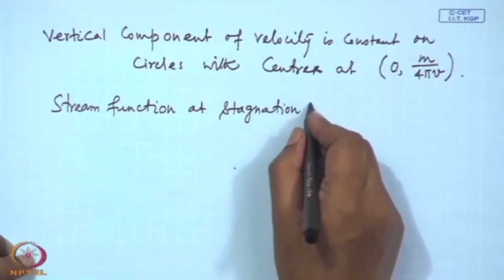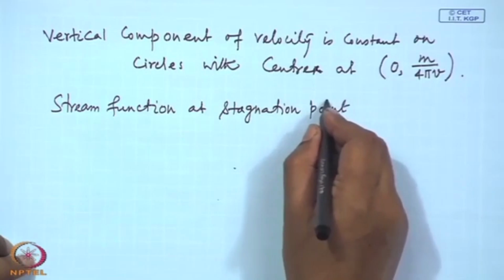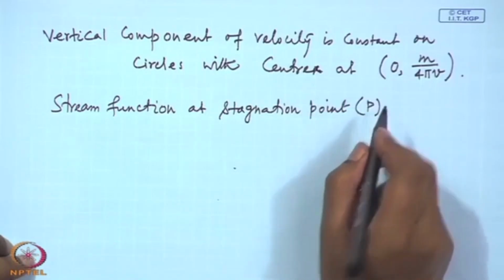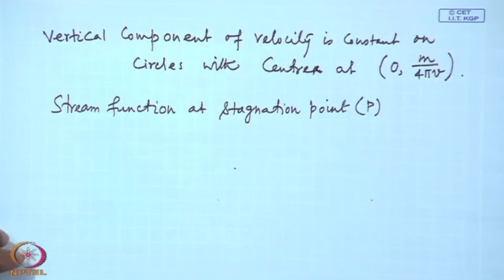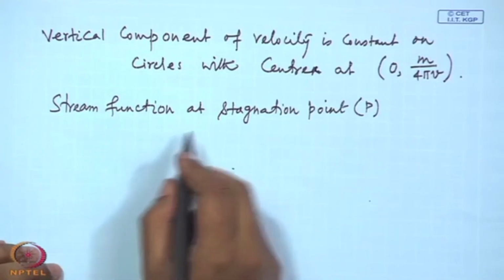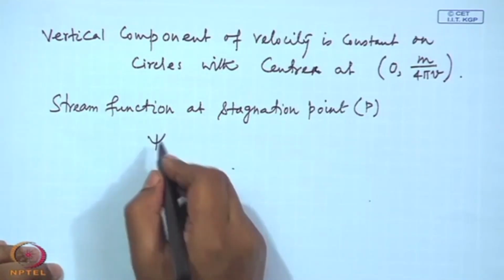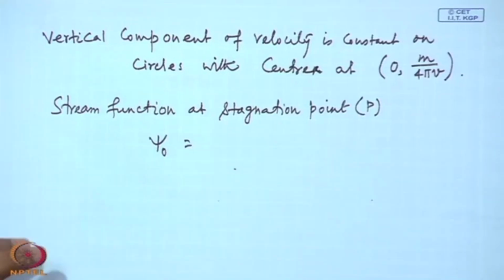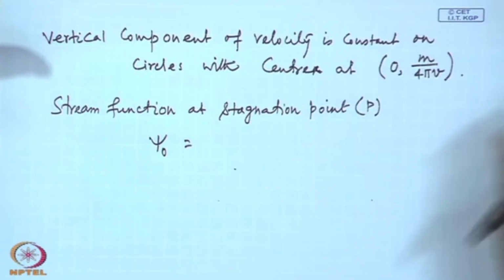How much is it? The stream function is a function of x and y, and you know x and y for the stagnation point. So, how much? Let us call that psi 0. How much is it? m by 2.